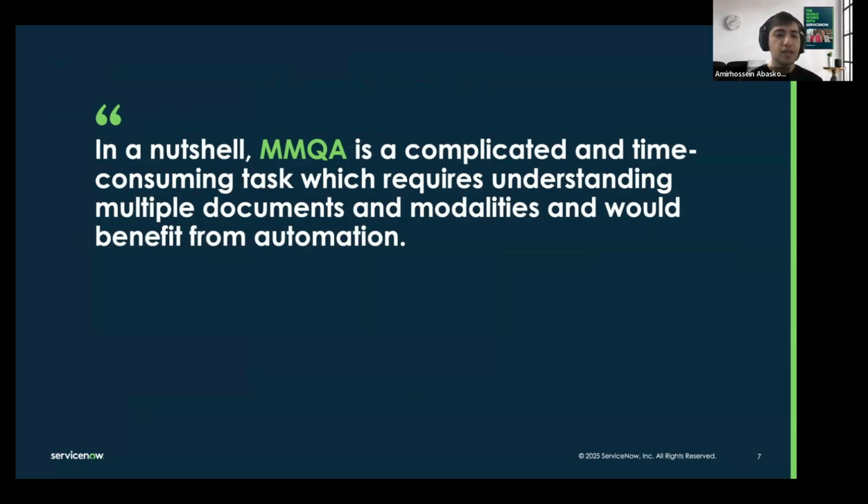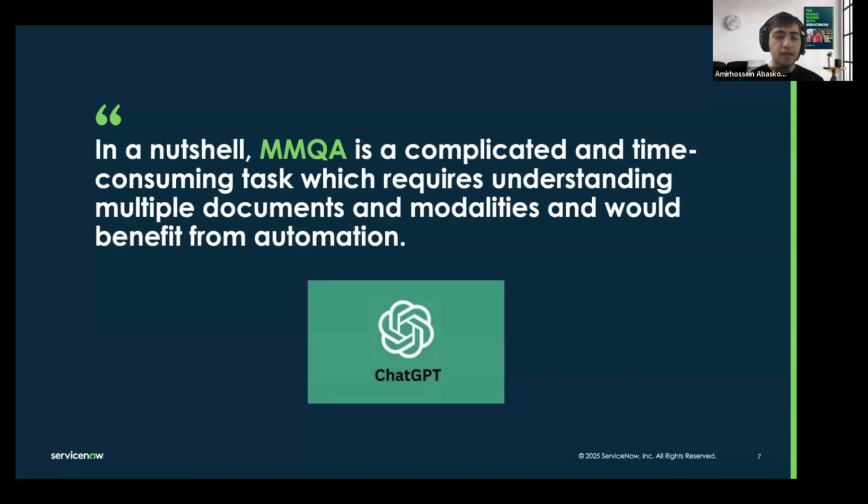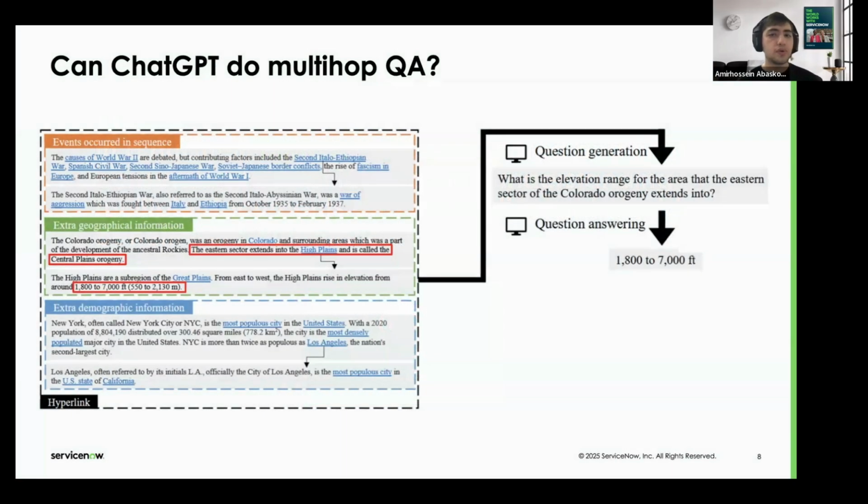And usually when we talk about automation, the first thing that may come to mind, especially nowadays, is ChatGPT. Let's see if ChatGPT can have a good performance in MMQA. Let's consider this example. As you can see, we have three different documents linked with hyperlinks. One is about World War II, another about Colorado, and the last one about New York. And they have several pieces of information.